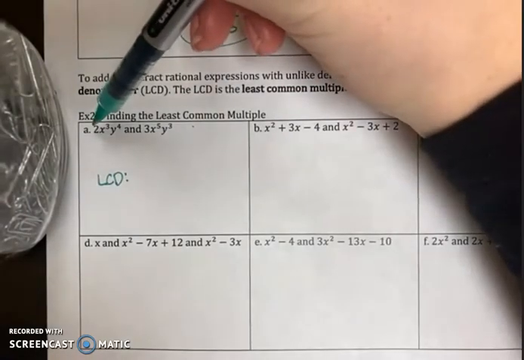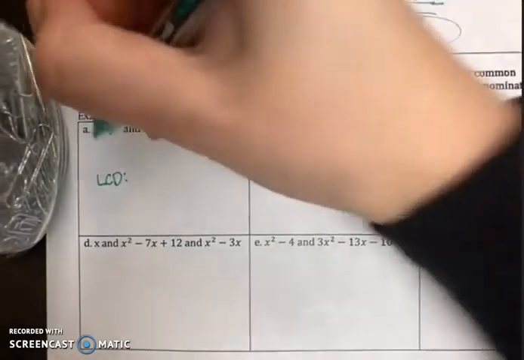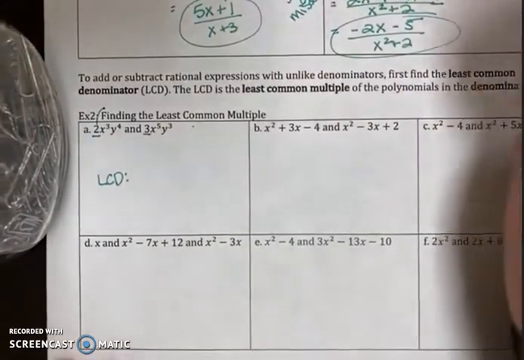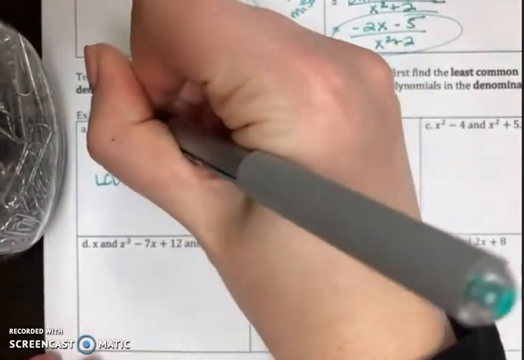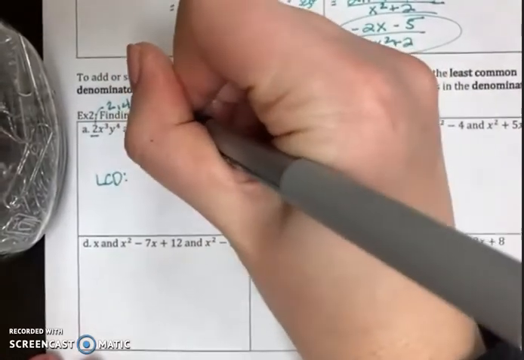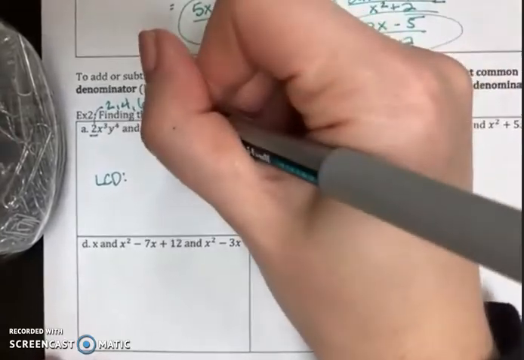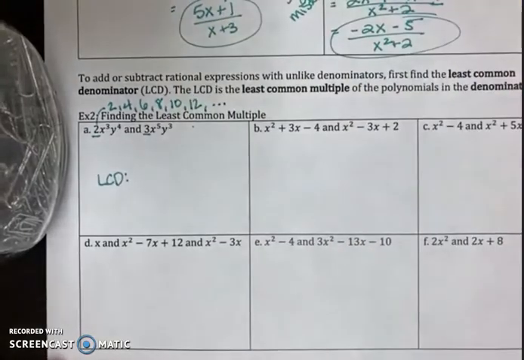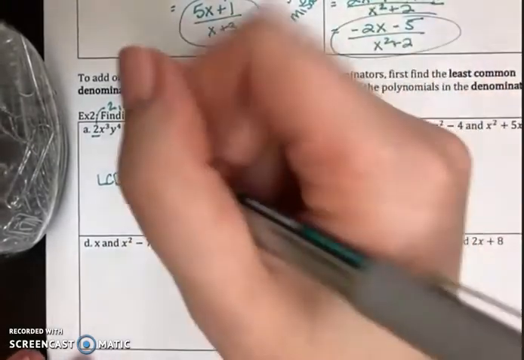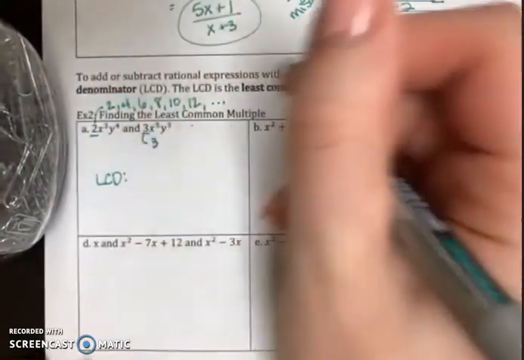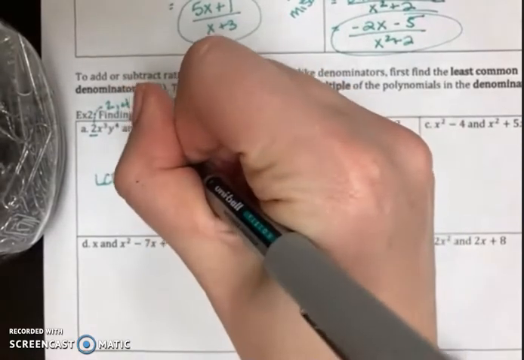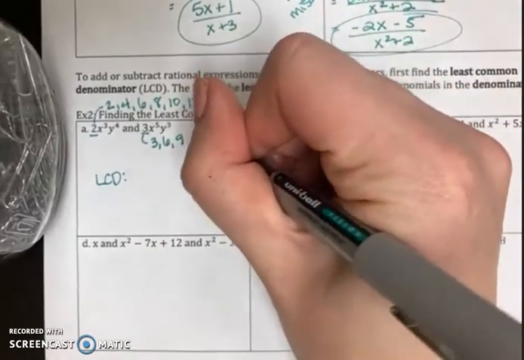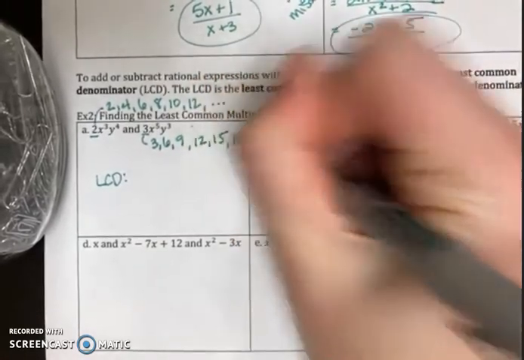So I'm going to look at my constants first, 2 and 3. Okay, 2 and 3. The multiples of 2: 2 times 1 is 2, 2 times 2 is 4, 2 times 3 is 6, 2 times 4 is 8, and I can keep listing them off. 2 times 5 is 10, and then 2 times 6 is 12, so on and so forth. Okay? If I think about the multiples of 3, 3 times 1 is 3, 3 times 2 is 6, 3 times 3 is 9, 3 times 4 is 12, and I can just keep listing them on.